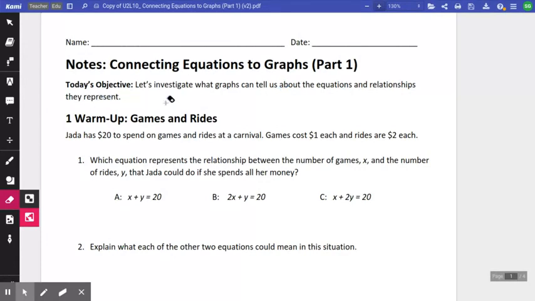So that objective is going to say, let's investigate what graphs can tell us about the equations and relationships they represent. So basically, why is a graph useful? What can I learn about the relationship from it?